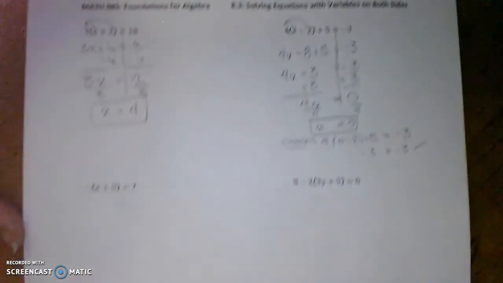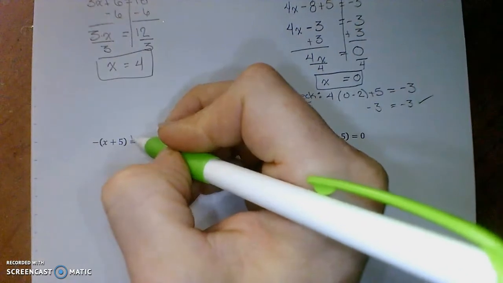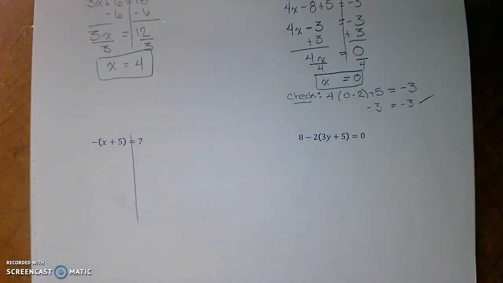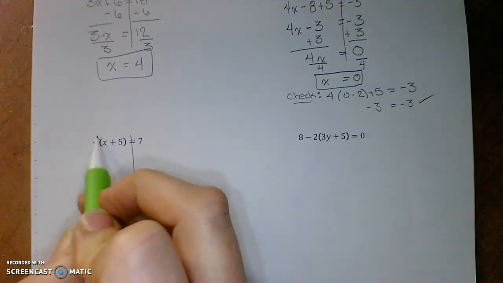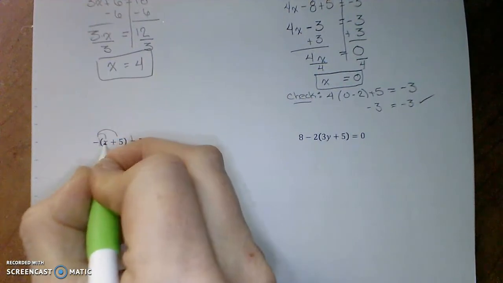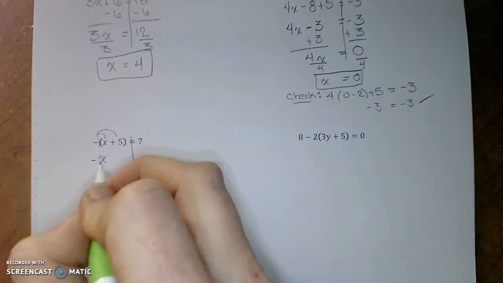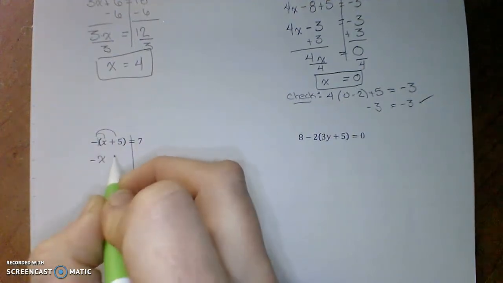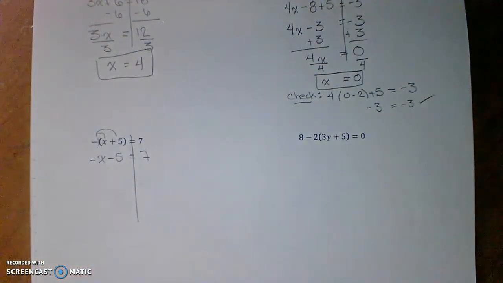So let's do a few more of these. Negative (x plus 5) equals 7. I'll put in my line, my imaginary line here. So this is like a -1 here, which you'll want to distribute into the parentheses. I like to think of distributing the negative sign. You're like negating the whole thing. So it changes the sign of every term on the inside. -1 times x is -x. -1 times 5 is -5, or you could just make it a -5 equals 7.